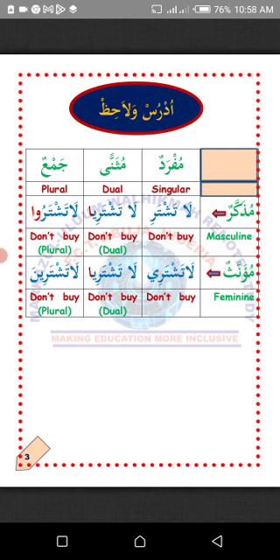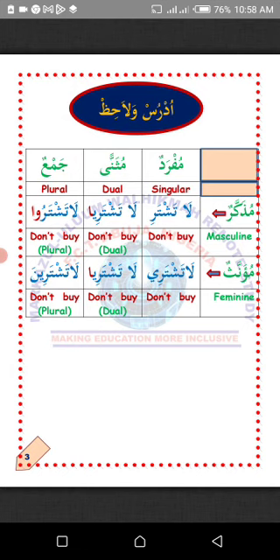Mufrad, singular. Muthanna, dual. Jam', plural. Mufrad, singular, is a word in Arabic that means only one. Muthanna, dual, is a word in Arabic that means only two. Jam', plural, is a word in Arabic that means more than two. Remember, plurality in Arabic starts from three upward, unlike English, where it starts from two upward.